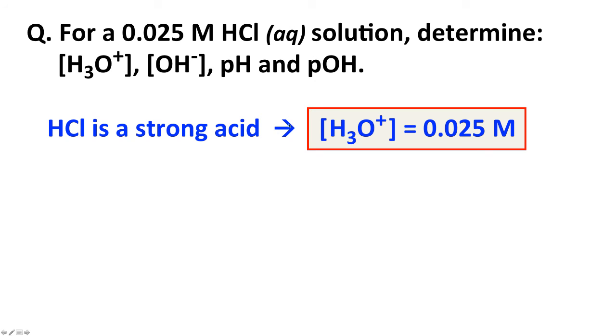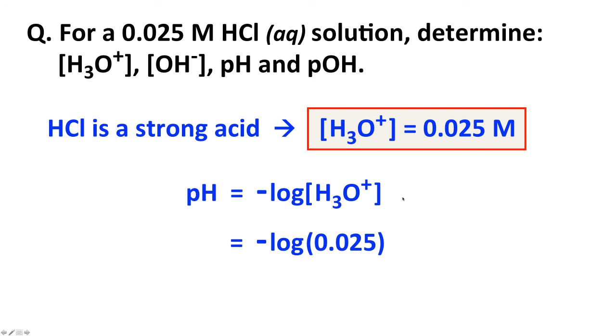And if we know the H3O+ concentration, then we can find the pH, because pH is the negative log of the H3O+ concentration. So this is the negative log of 0.025 molar, and that works out to be 1.60. So now we've got the H3O+ concentration and the pH. Let's move on and find the OH- as well as the pOH.